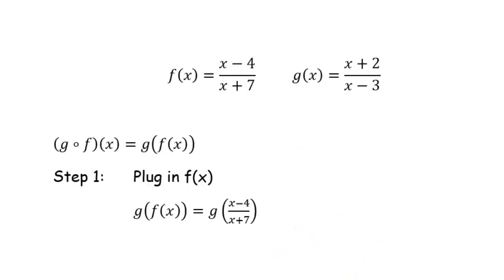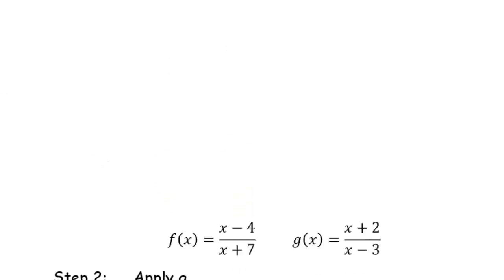All right, using the same f and g, let's go in the other direction. Now we're going to do g composed with f of x. In general, composition is not commutative, whereas multiplication is. Order matters in composition. So again, we leave the outside alone, g stays fixed, and we replace f with what it is, x minus 4 over x plus 7.